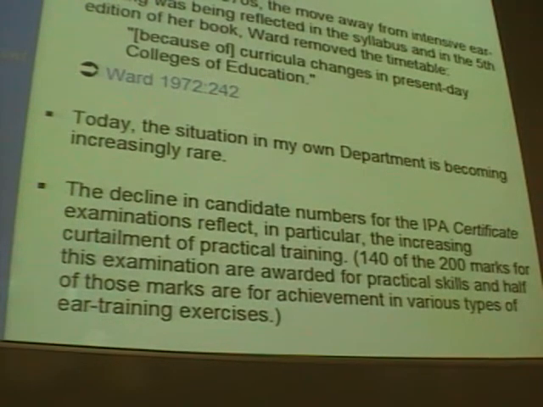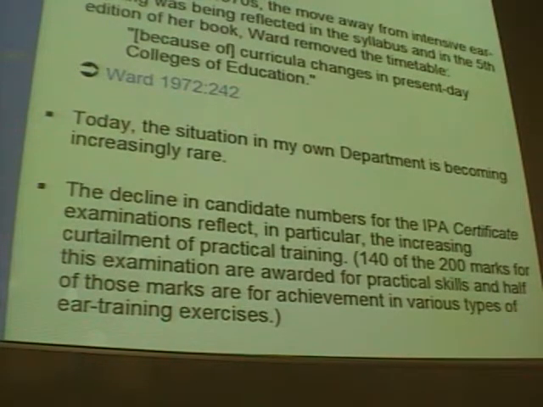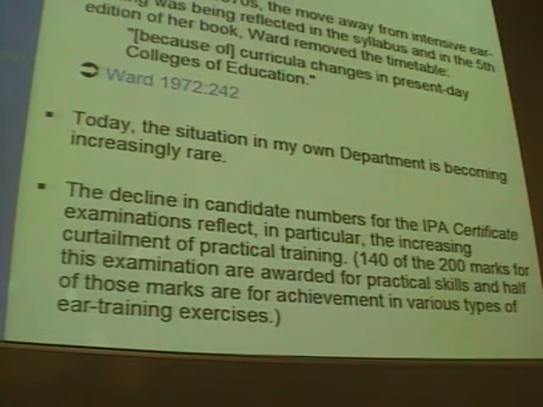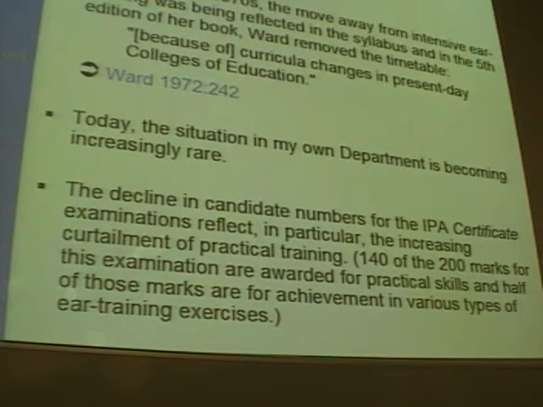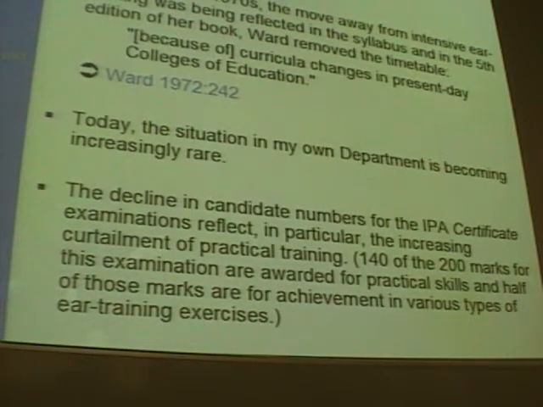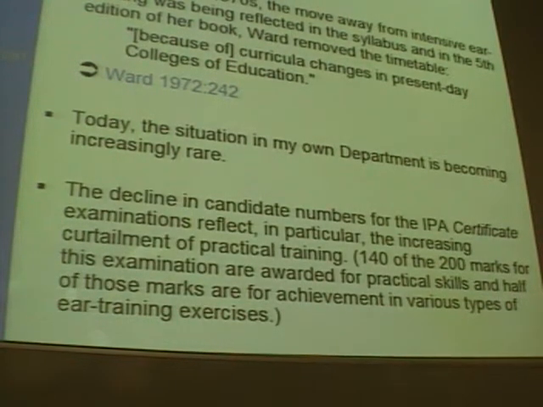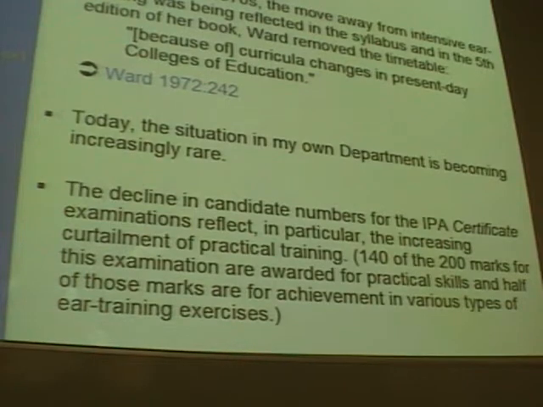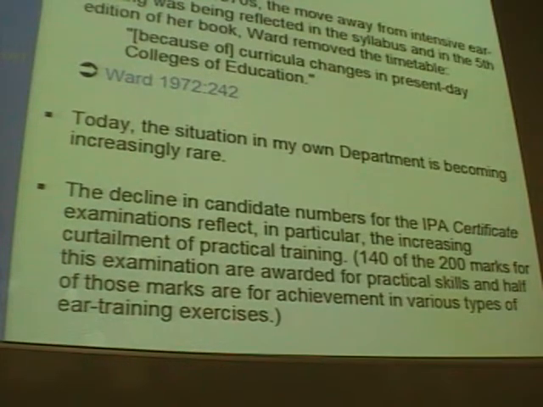And if you think about that, it's obvious why. There are 200 marks for this exam. 140 of those marks are awarded for practical skills. And of those, half at least are awarded for achievement in various types of ear training exercises. Now, if you cut back on practical training, obviously people are no longer qualified to present themselves for this exam. Numbers have declined really dramatically.